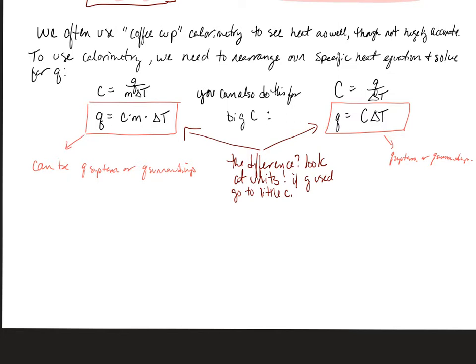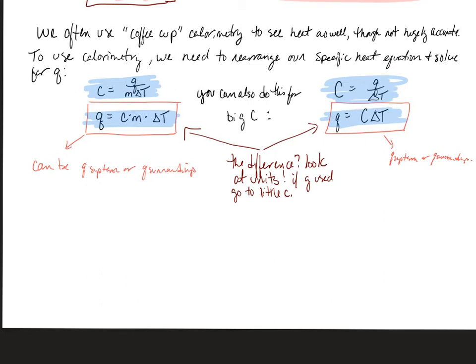But to use this for calorimetry, we need to rearrange some of the specific heat equations that we talked about last time. There were two of them. We talked about specific heat, which is right here, and we talked about general heat. So either of those can be used. All you have to do is just solve for Q. Honestly, this form of the equation is used more often, and we're going to use this a lot today.